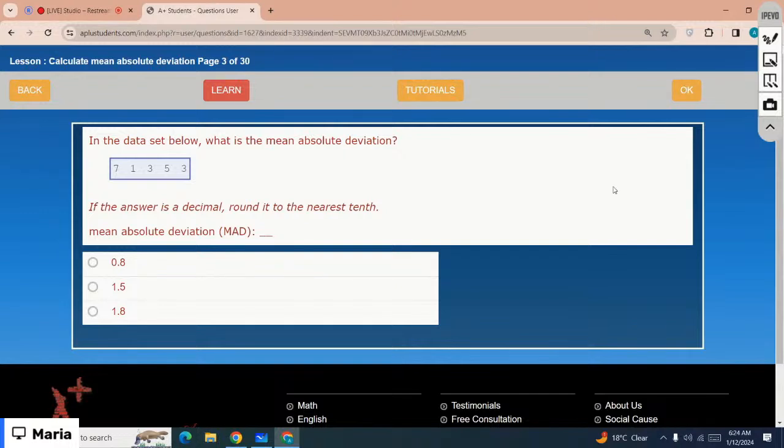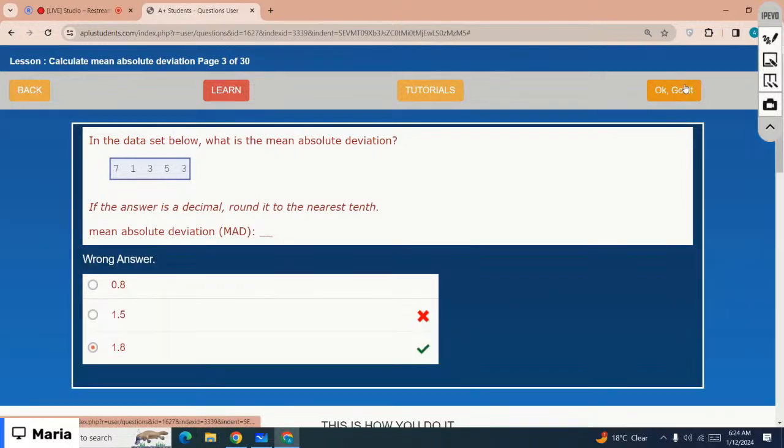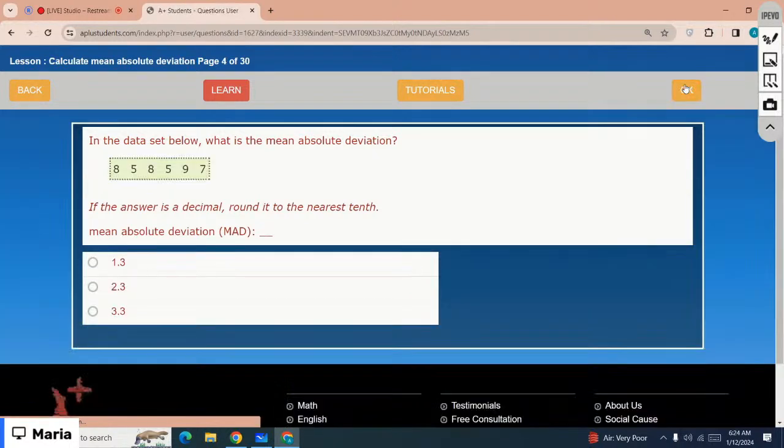Are you sure? That is option 2. 1.5 it is. Okay, let's see. That is 1.8. I think you haven't done the calculations. You are just guessing the answer. You have to do the calculations. It's okay. I'll do the next one on the board.